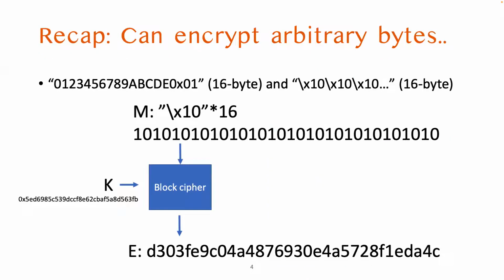And then for the block cipher, even if it is designed for encrypting one block, we can encrypt an arbitrary number of bytes by having a padding scheme and also chaining the block cipher again and again. So for example, suppose we have 16 bytes of data and then another 16 bytes of data, then we can encrypt the first 16 bytes with one block cipher unit, and then the next 16 bytes with the second block cipher unit, and then concatenate all the ciphertext to get the result.